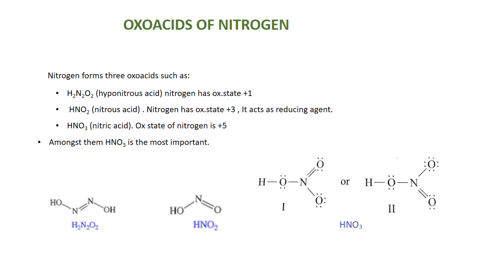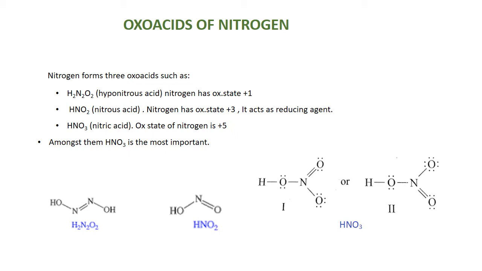Oxo acids of nitrogen form three types of oxo acids: hyponitrous acid, nitrous acid and nitric acid. Their formulas are given and their oxidation states are +1, +3 and +5 respectively. Amongst them, nitric acid is most important.